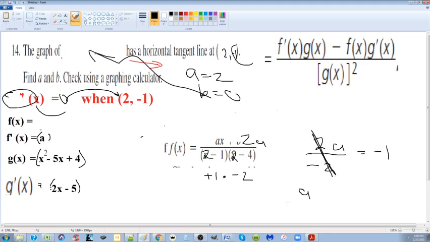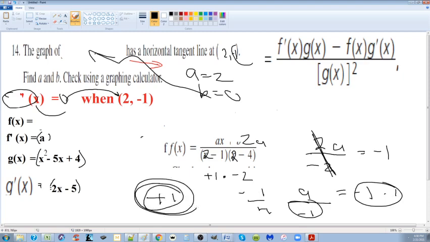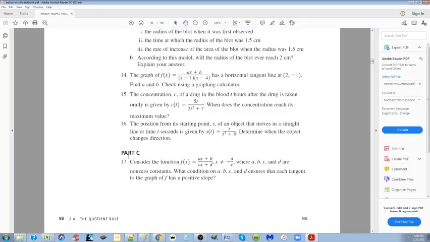So I get a over minus 1 is equal to minus 1. To get rid of this minus 1, I multiply it by its reciprocal on both sides. And I get a is equal to plus 1. So foolish. It's such an easy mistake. I don't like making easy mistakes.